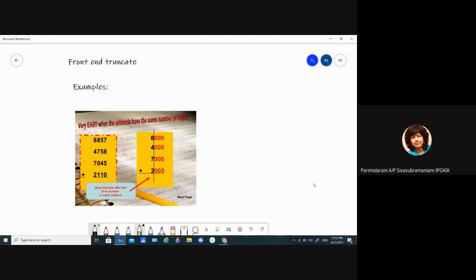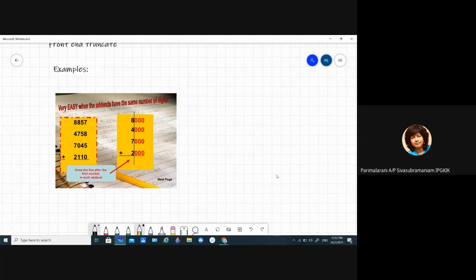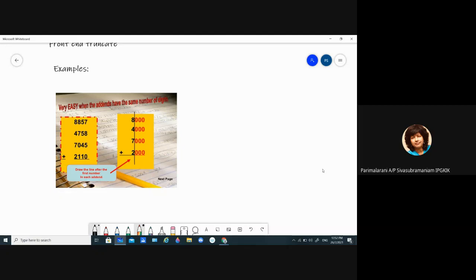You don't remember this word truncate? Truncate means cut. When you cut a solid, that is a truncated solid, right? So when you want to add numbers like 8,857 and three other numbers, and you just want to estimate, you truncate. We call this front end truncate.